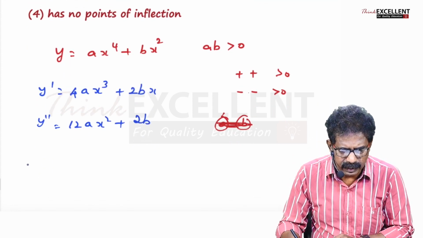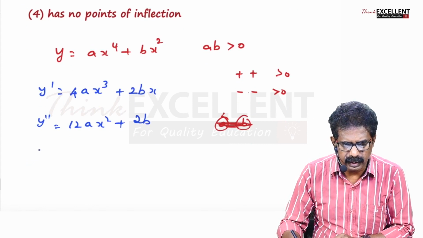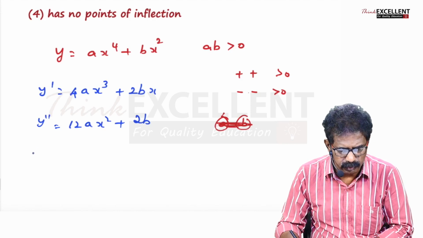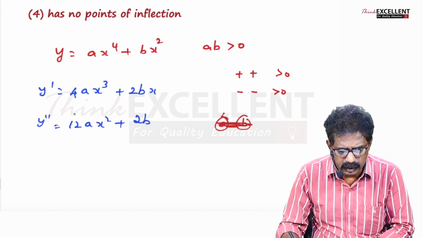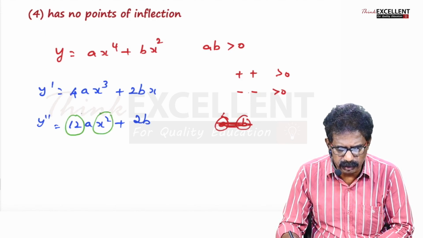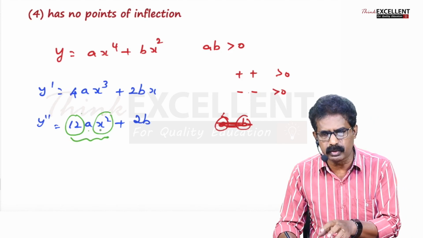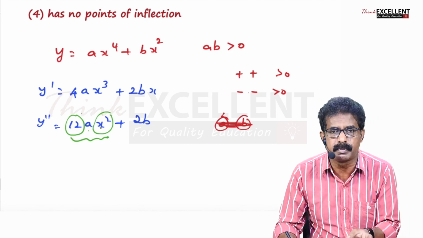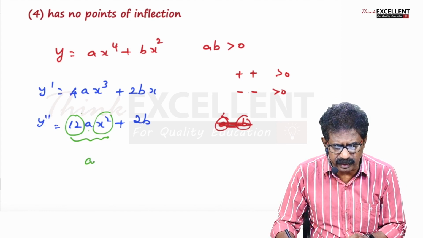So if you put second derivative 0, what will you get? Listen, 12 is positive, x square is positive. So 2 positive numbers into a. So what is the sign of this? This is the sign of a. Because 12 is positive, x square is positive. If a is positive, totally it is positive. If a is negative, totally it is negative. So it is the sign of a, right?